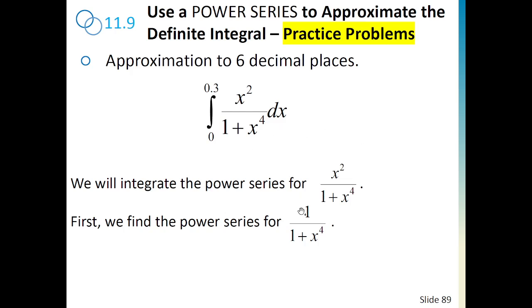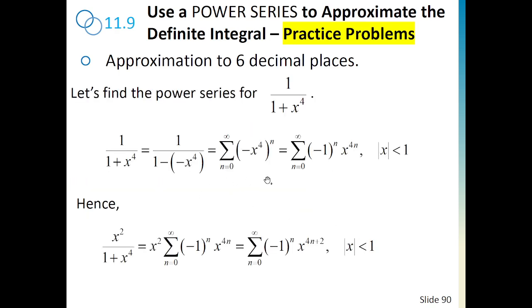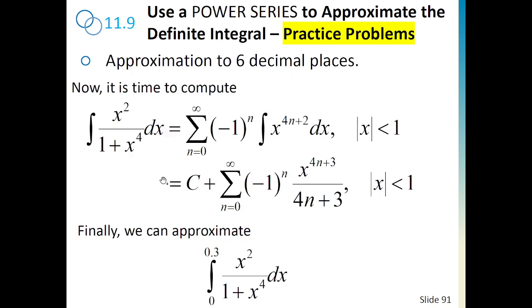here again we can find the series for this part and multiply it by x squared. Again, here x is replaced by negative x to power 4, so we see it directly, so there's nothing special there. And then we multiply by x squared, so the power of x will increase, 4n plus 2. So that's our integrand.